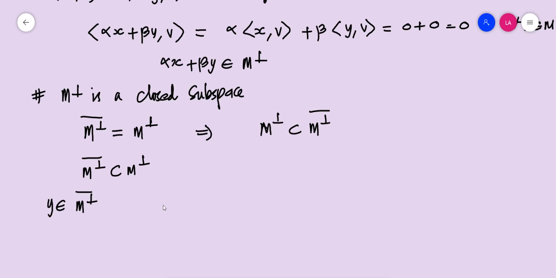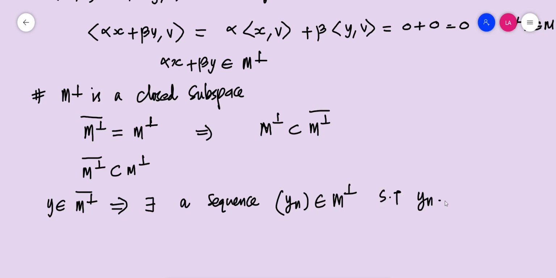Then, by definition, there exists a sequence yn which belongs to M perpendicular such that yn converges to y. Now we have to prove that this y belongs to M perpendicular. So yn belongs to M perpendicular means the inner product of yn and v should be equal to 0 for all v element of M.